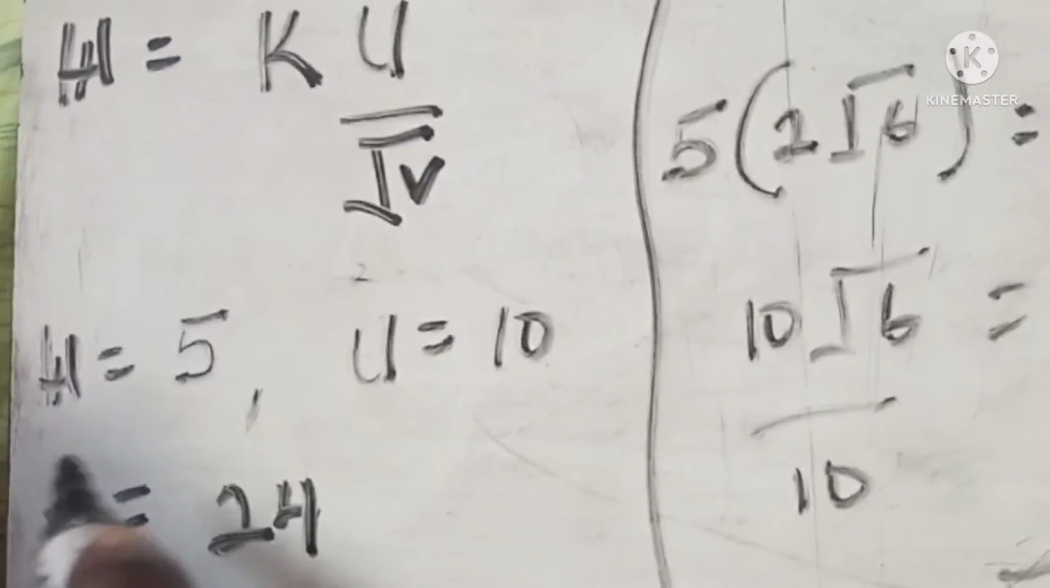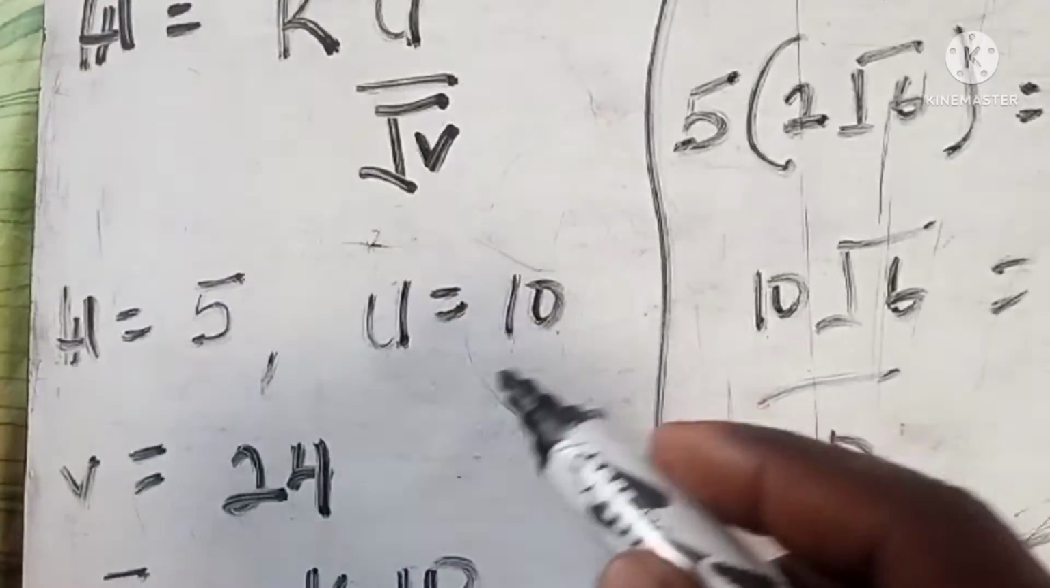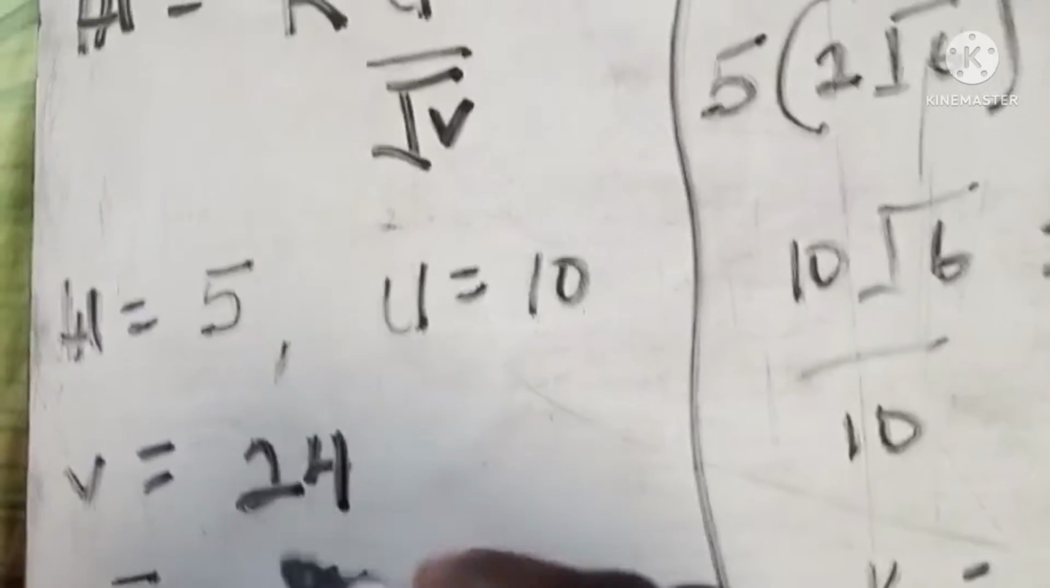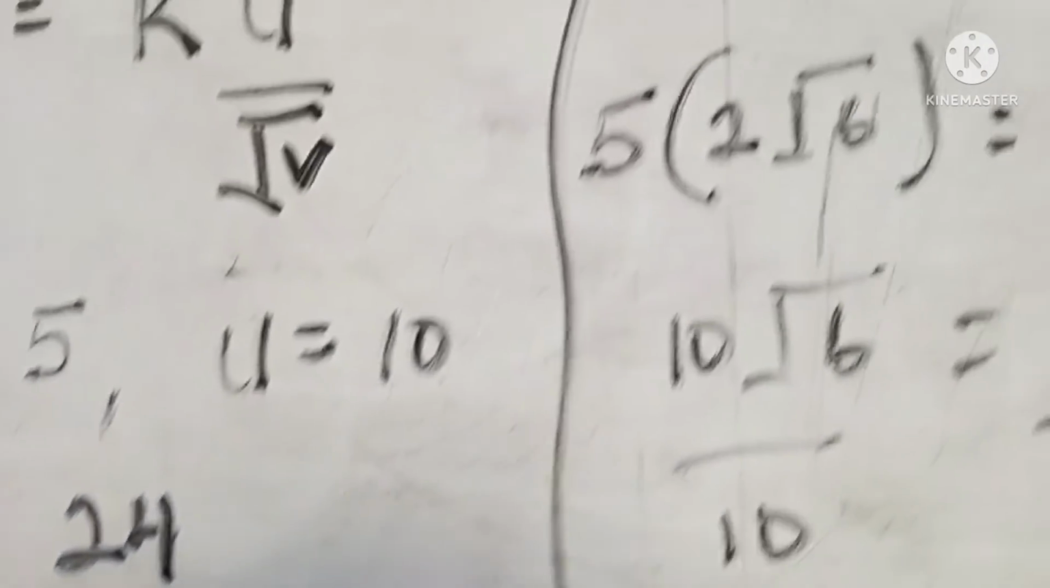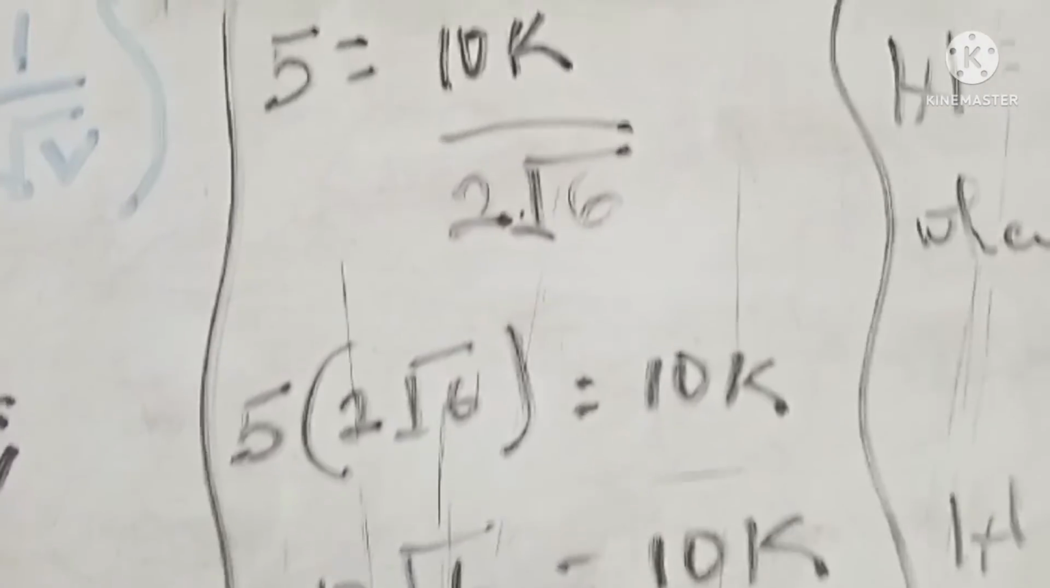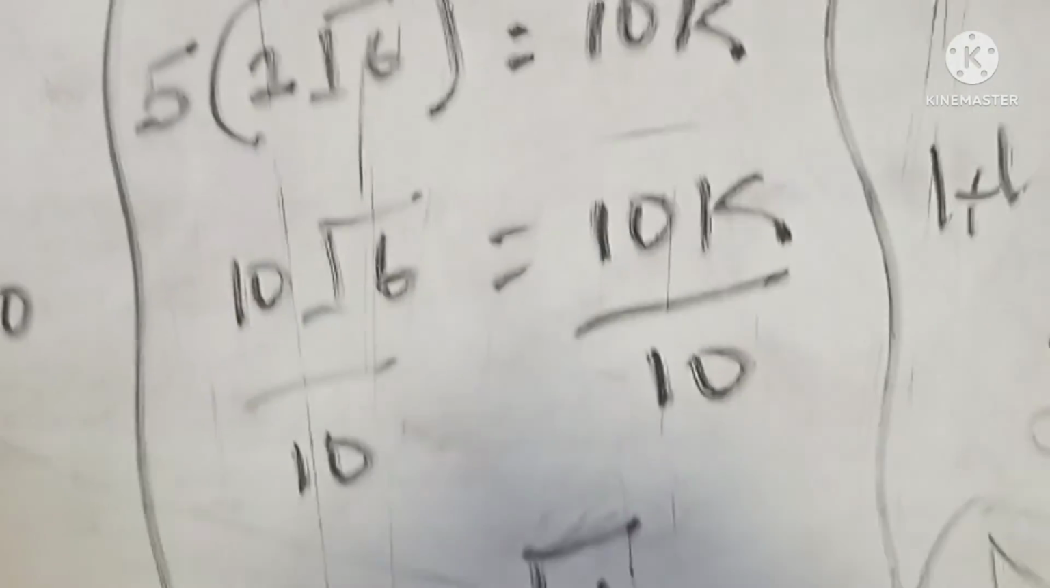Is that okay? You are given W to be 5 and then u to be 10, right? And then v to be 24. You just need to plug in and then find the value of k. So once you solve this, you are going to have your k to be equal to the root of 6.